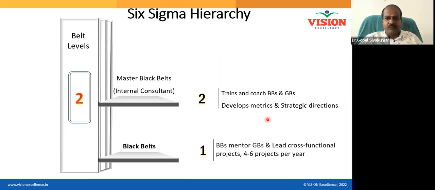KPIs are derived from the strategies, right? From the strategic goals. Every goal will have a target. The organization level goals are called strategic goals, and there will be a target for organization goals also. They are called organization KPI. Organization KPI will be broken down into next level KPI, which are called the tactical KPI. Tactical KPIs are again broken down to the next level KPI, which are called operational KPI. All these KPIs are developed by a committee where the master black belt will play an important role.